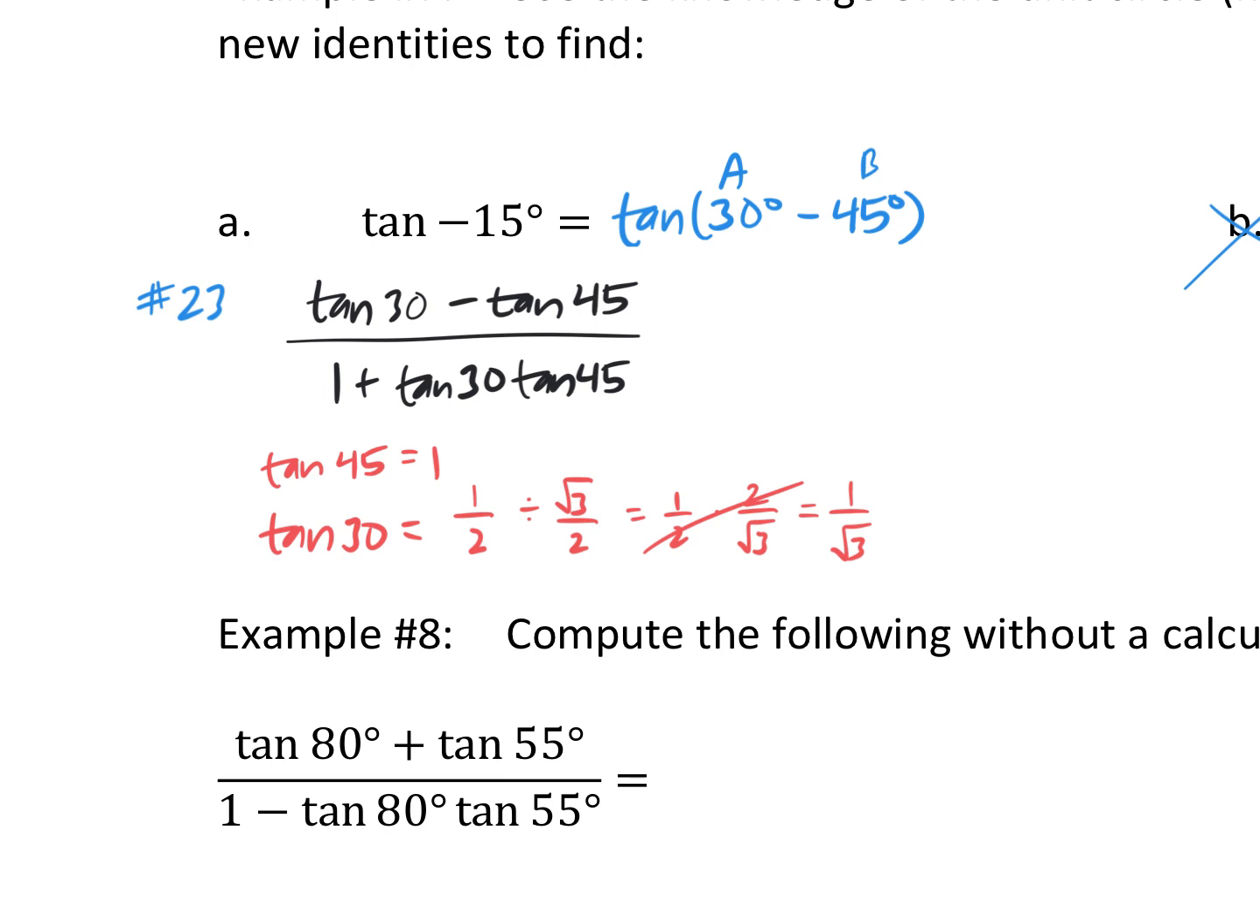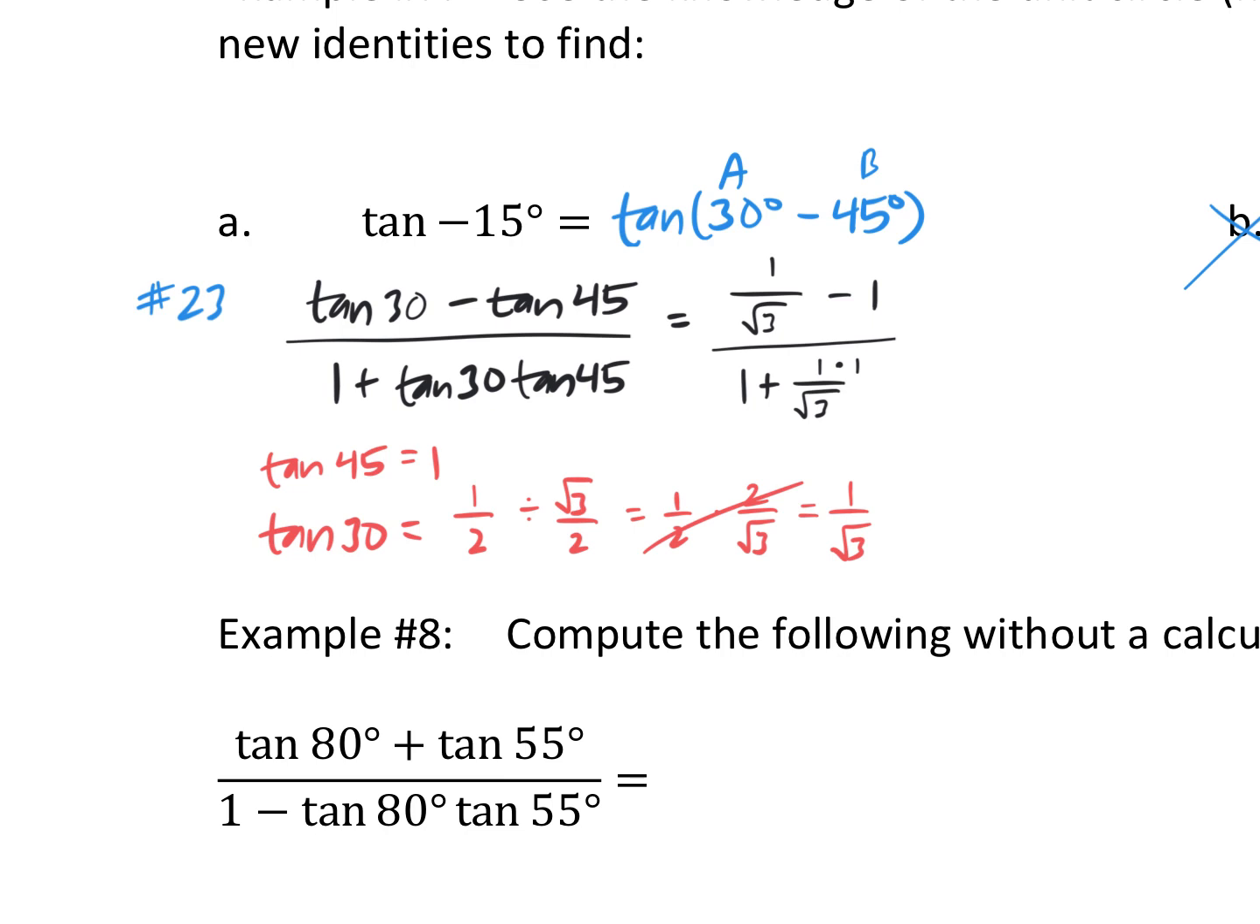Okay? So I'm just going to leave it as 1 over the square root of 3. Now I'm going to plug those two values in, and we're going to go ahead and simplify. So this becomes 1 over the square root of 3 minus 1, all divided by 1 plus 1 over the square root of 3, and technically times 1, right? By that tangent of 45. So now I've got fractions and fractions. That looks a little messy. Let's make it a little bit nicer.